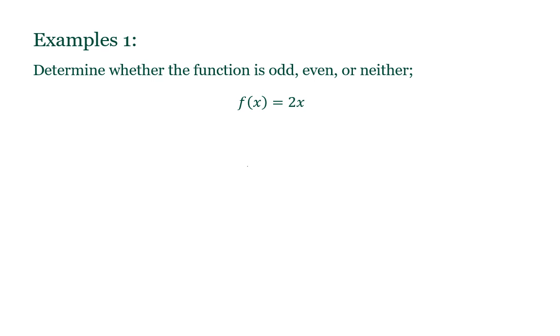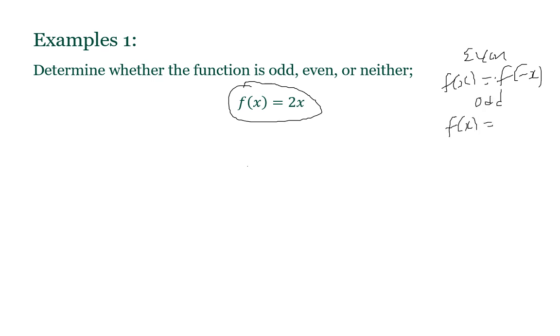Our first example is to determine whether this function is odd or even or neither. So let's just remember that it is even if f of x is the same as f of minus x, and it is odd if f of x is the same as minus f of minus x. And when it's neither of these, then it's neither. So the first step is let's write our function. f of x is equal to 2x.